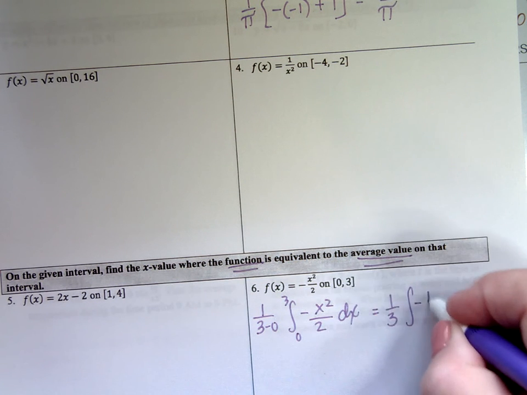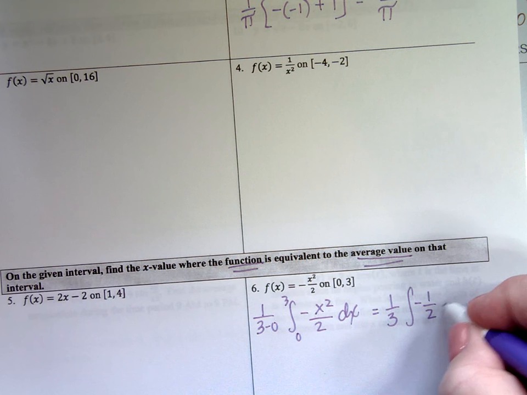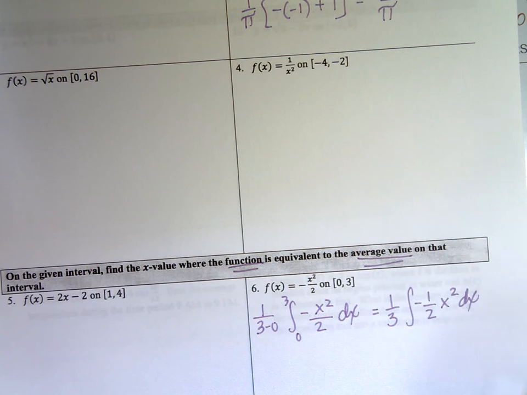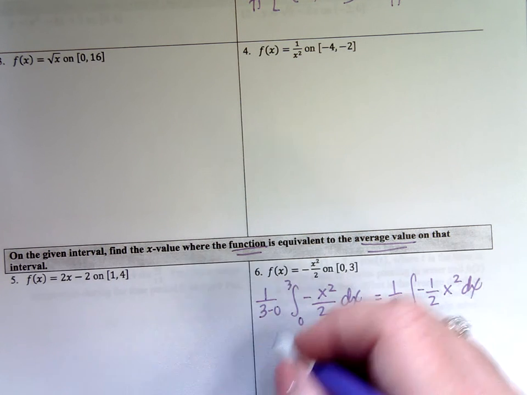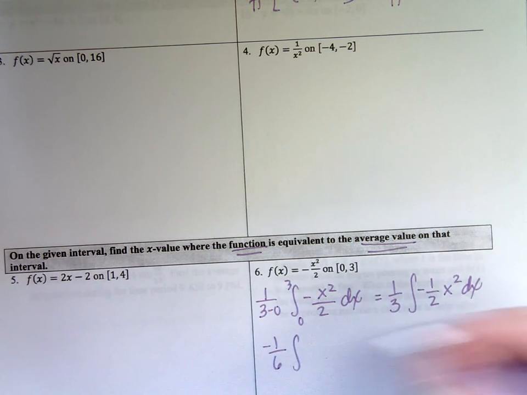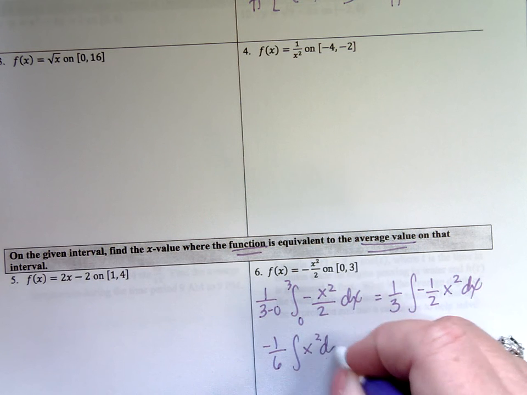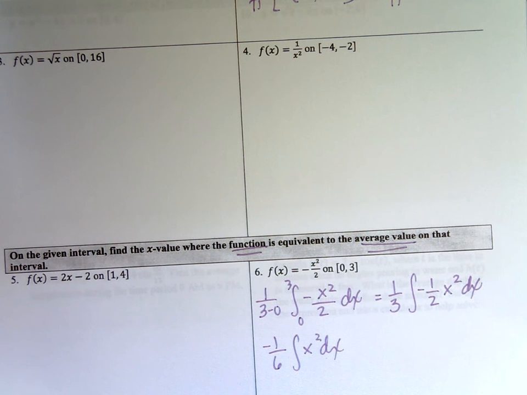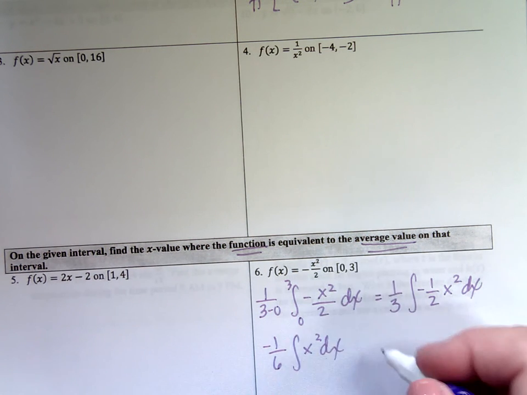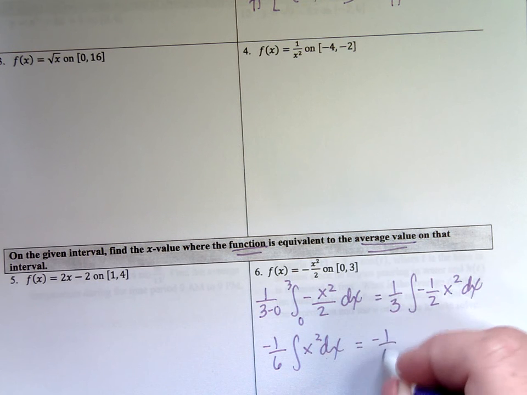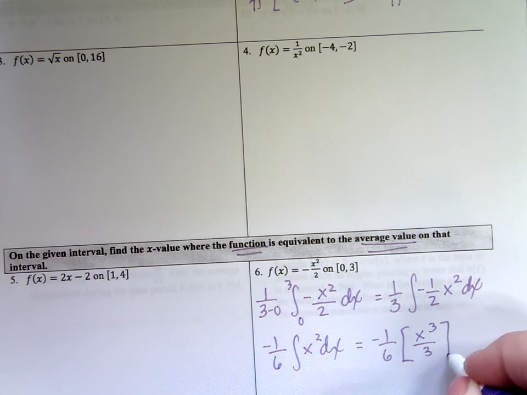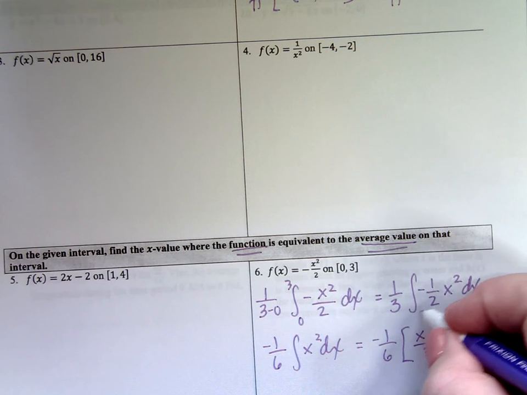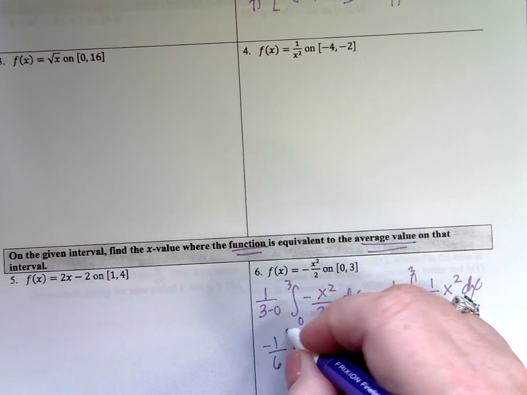Negative 1/2 x squared. And I'm going to clean it up one more time because I can pull that negative 1/2 out. So I've got negative 1/6 the integral of x squared. So that when I get to finally taking that integral, it's really not that bad. So I'm going to take negative 1/6, and I am integrating x squared, x cubed over 3, going from, I didn't put my froms, 0 to 3.